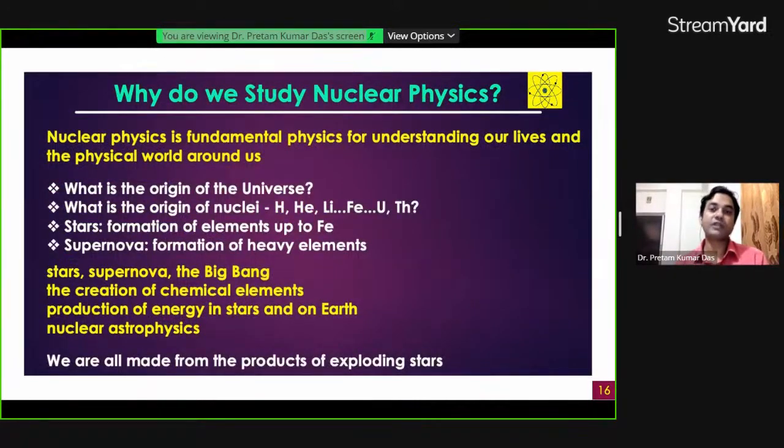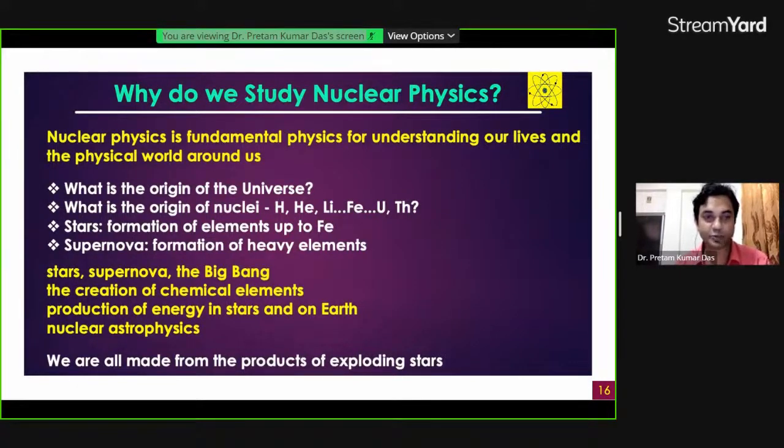So the question arises: why do we study nuclear physics? Nuclear physics is fundamental physics for understanding our lives and the physical world around us, and it will give you the answer to many questions, like what is the origin of the universe, and what is the origin of nuclei like hydrogen, helium, lithium, iron, uranium, thorium, and whatever elements we are getting on our earth. And how stars form, and inside a star how elements are forming.